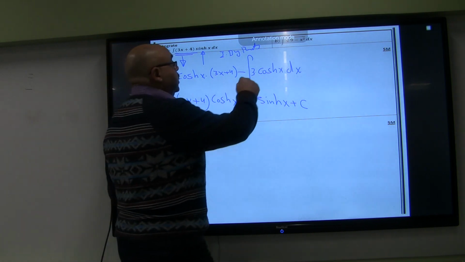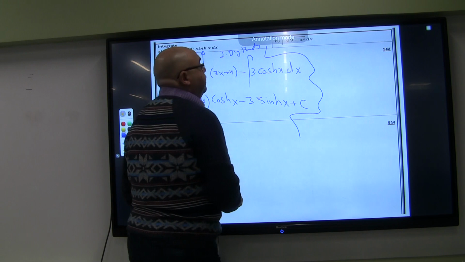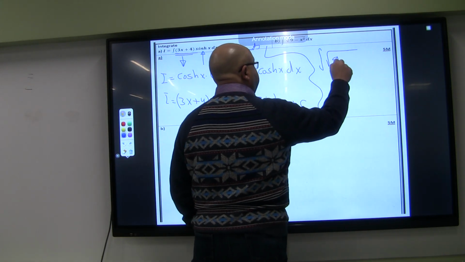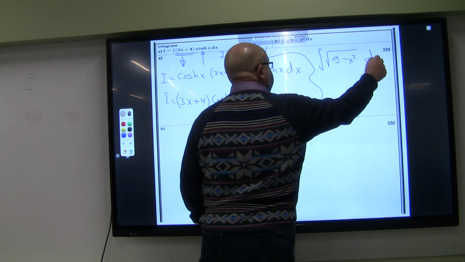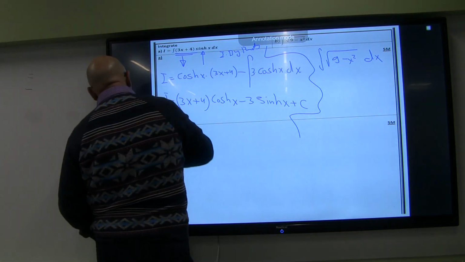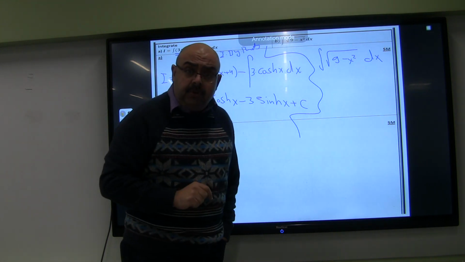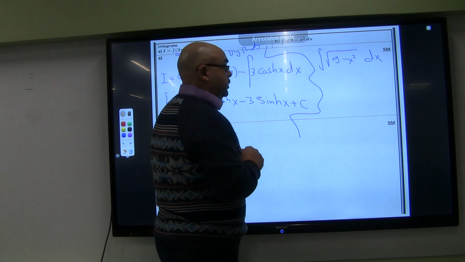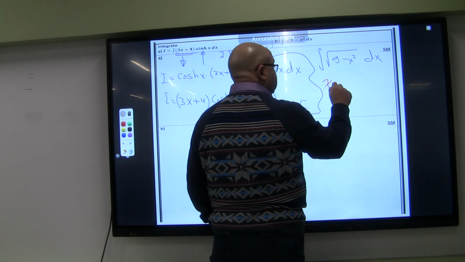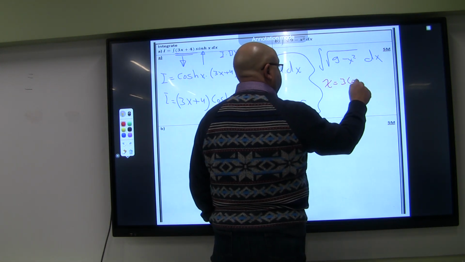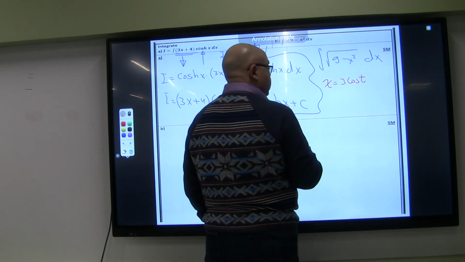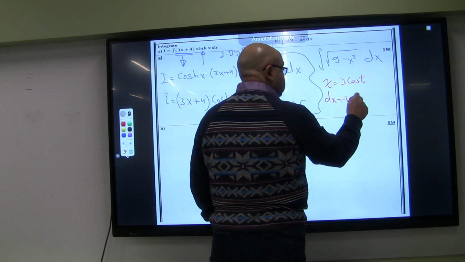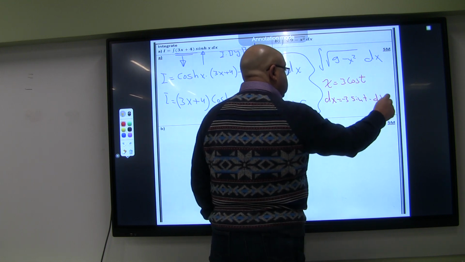If I want to do the second problem, it's really a very simple one. I want to deal with the integral of the root of 9 minus x squared dx. And this is going to be really very easy if you use the right substitution. You have substitutions like this, you should go through this idea. All I have to do is to let x equal 3 cosine t or sine t, whatever.